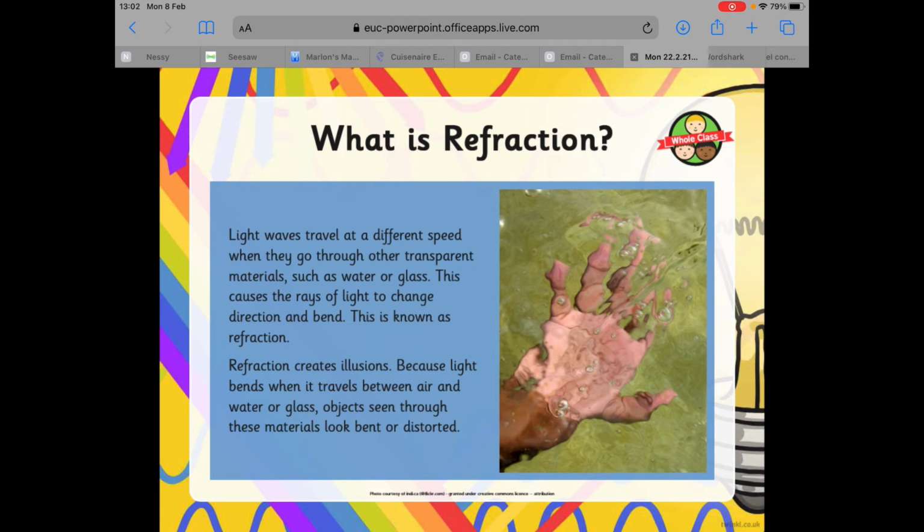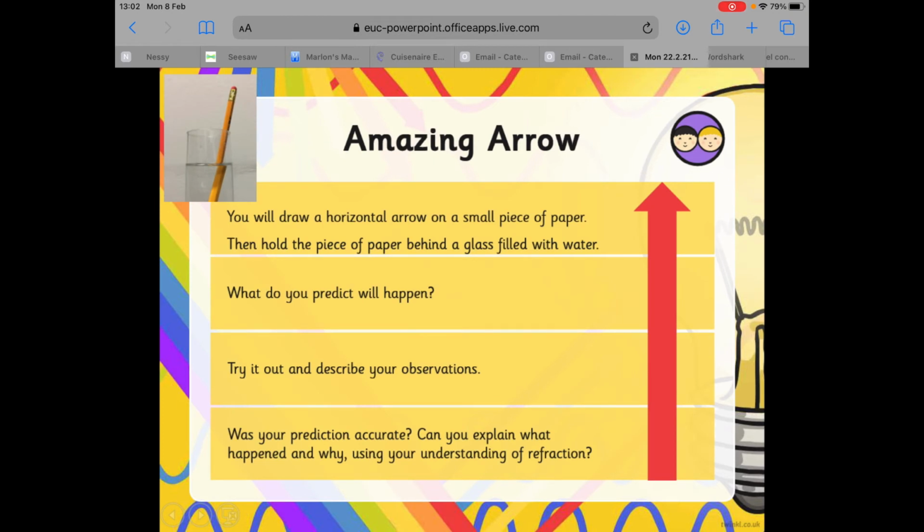And you can try this at home. So have a go, and I've got a picture there of what happens when you put a pencil into a glass of water, how it can look. I want you to draw a horizontal arrow on a small piece of paper and then hold the piece of paper behind a glass filled with water. Before you do it, I want you to try and predict what you think will happen. Then once you've tried it, I want you to describe your observations, and was your prediction accurate? Can you explain what has happened and why?